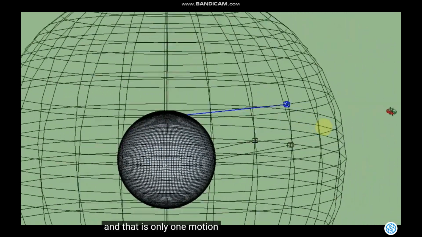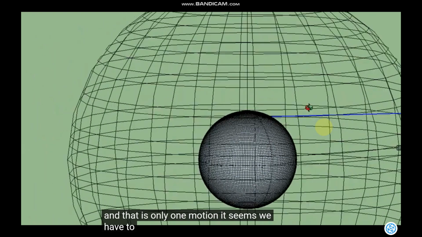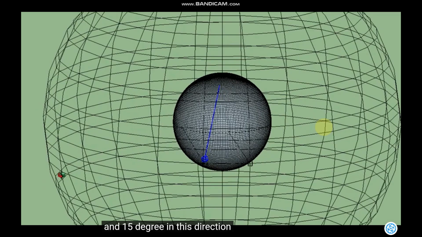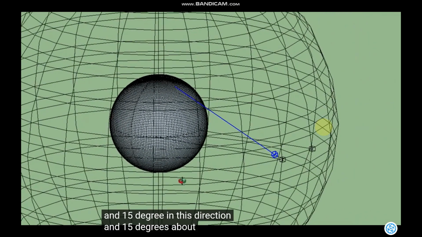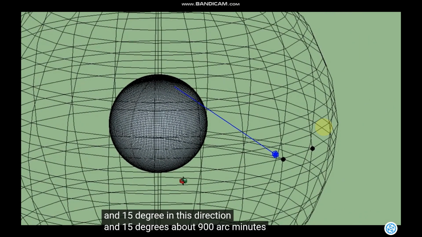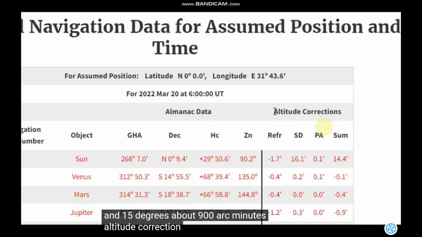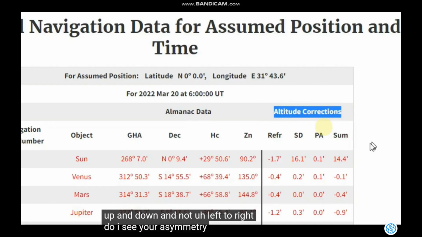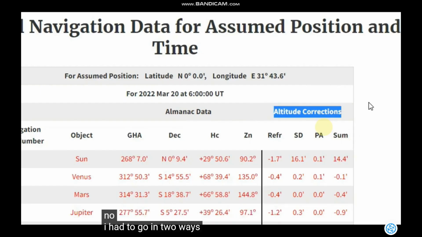And that is only one motion. It seems we have to put in more angles. And 15 degrees in this direction, and 15 degrees is about 900 arc minutes. Altitude correction is up and down, and not left to right. Do I see azimuth corrections here? No. I had to go in 2 ways: up and down and left and right.